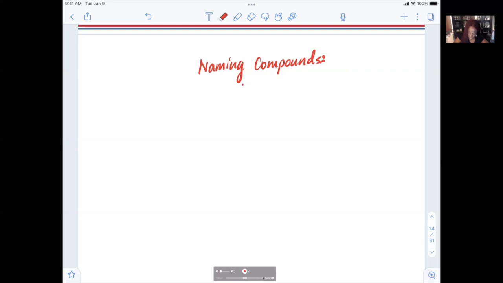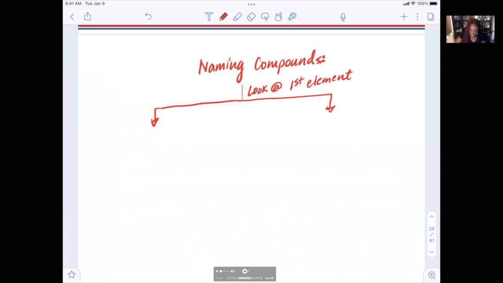Okay, naming compounds. The first thing you want to do is ask yourself, look at the first element. So what I do to judge a compound, for the most part, this doesn't work 100% of the time, but at your level, this is very helpful. Look at the first element, because the first element tells you a lot about what to expect in the formula and then how to name it.